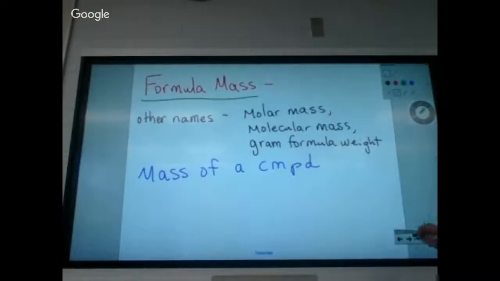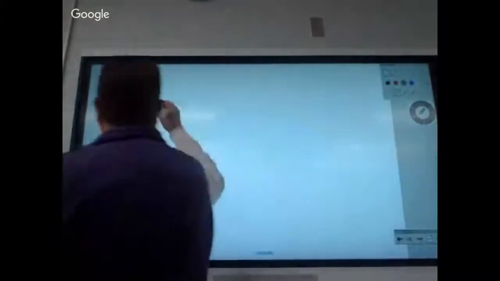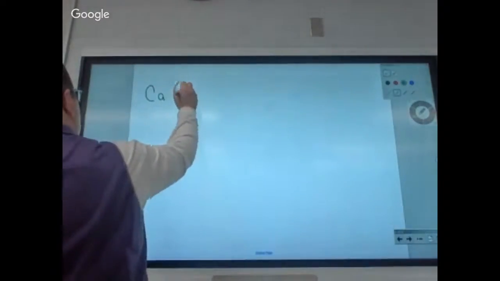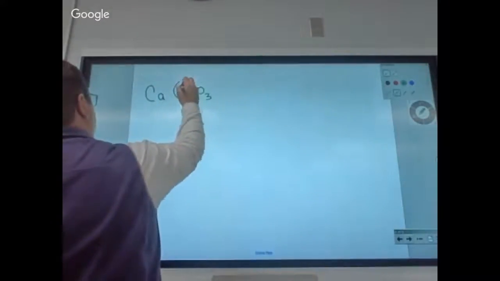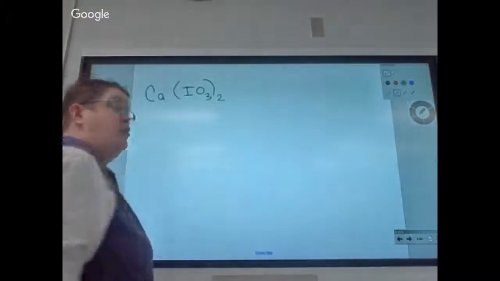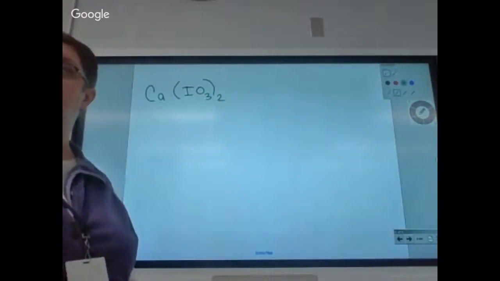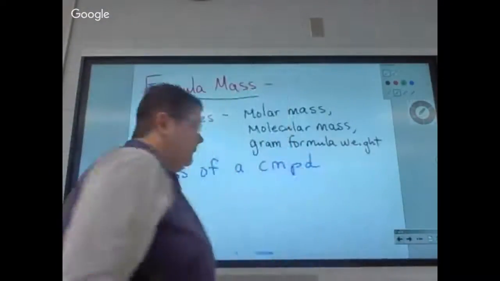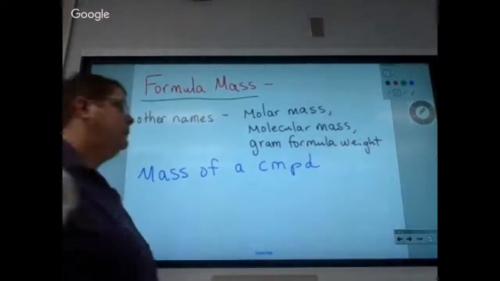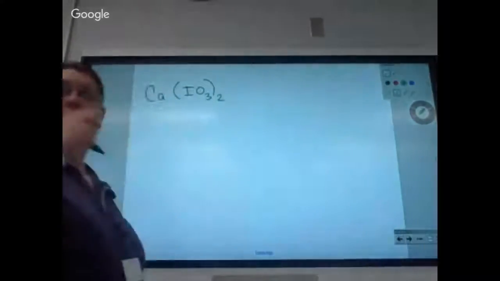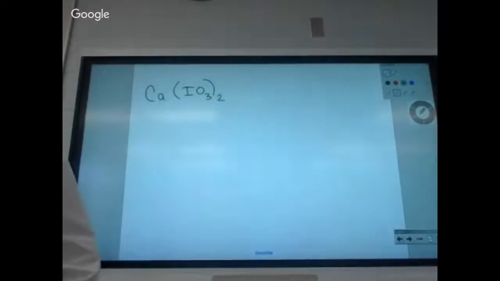All right, so let's say you have a formula like CaIO3. Now, if we want to find the mass of this compound, what things do you think we would need to find the mass of the compound? The number of atoms, good. And what else? Conversions.